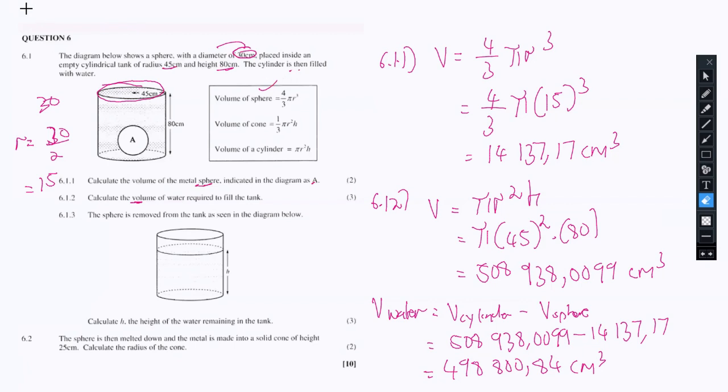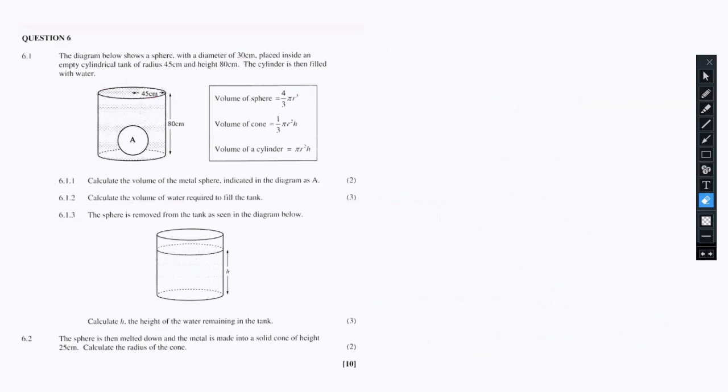Okay, so now they're saying the sphere is removed from the tank as seen in the diagram below. Calculate h, the height of the water remaining in the tank. So they now want h. Remember, if we remove the sphere here, the water maybe was filling all the way to the brink. But once we remove the sphere, we understand that the height of the water would have to decrease.